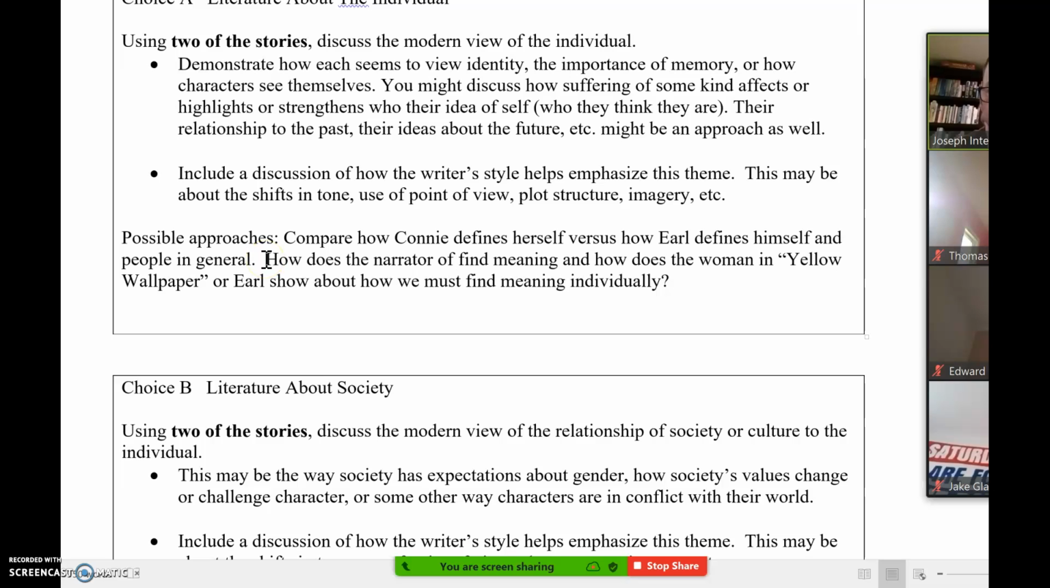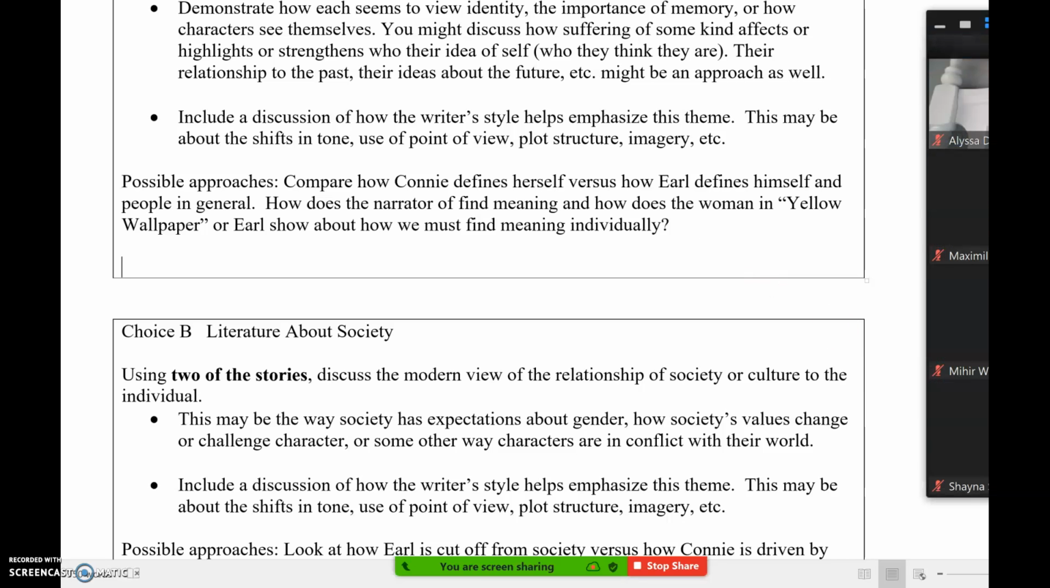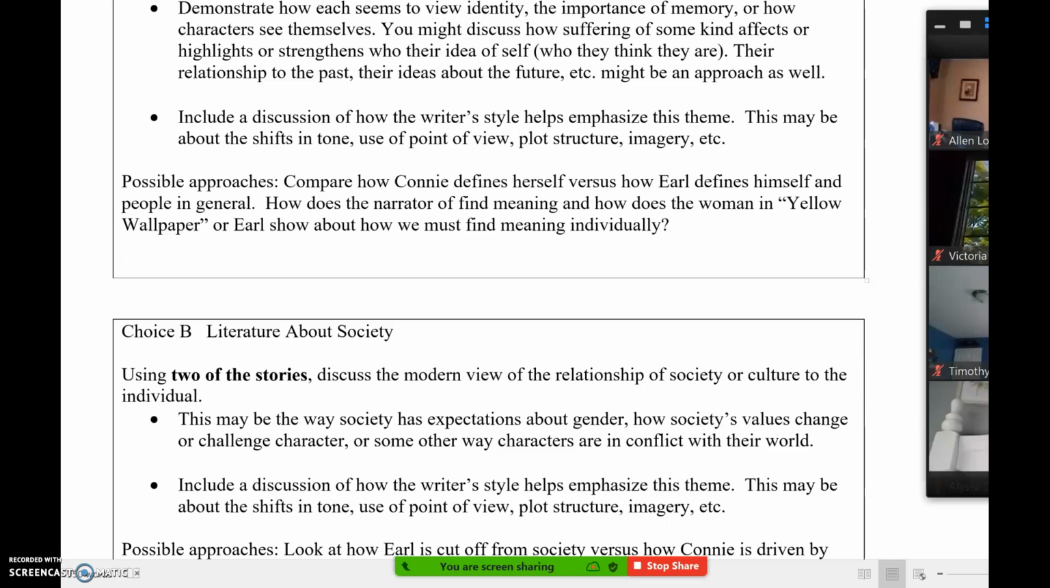And you're comparing them. You might talk about how the narrator of "The Yellow Wallpaper" finds meaning, I've got a typo there, or what Earl shows about how we must find meaning individually. So I'll fix that one up. But for instance, in "The Yellow Wallpaper," it was very much herself as a writer, her ability to express herself, that kind of held her together as a person, made her who she was. When that was deprived of her, she felt she went mad.